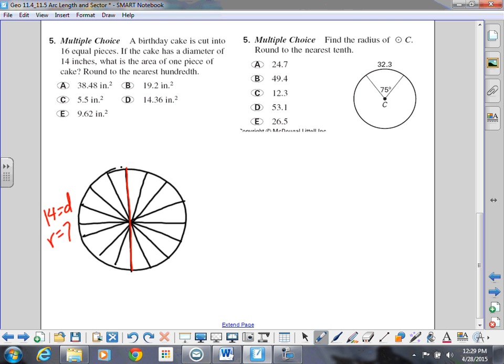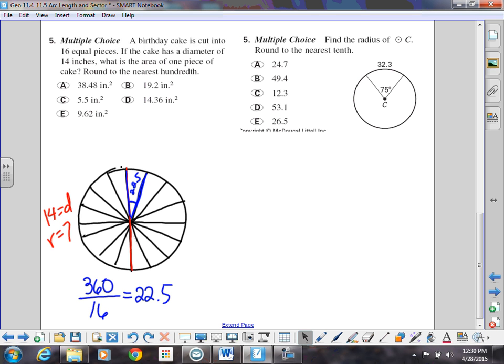So if we're doing the area, we need to know what is the angle measure. So I have to know what is the angle measure of just one little piece here. So we know the total is 360, and it's divided equally into 16 equal pieces. So I'm going to divide 360 divided by 16. It's like we're finding the central angle. So that gives me 22.5. So this little angle right here is 22.5. So that's what I'm going to use in my formula. So I'm going to do area of the sector is 22.5 over 360 times pi r squared. So pi times 7 squared. So if I put all of that into my calculator, that gives me about 9.62, which is choice E.